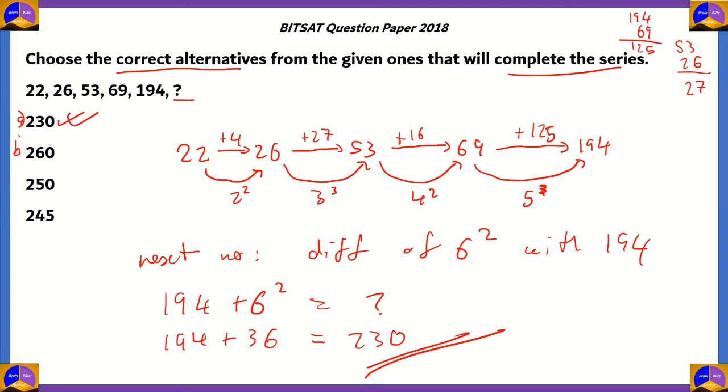I forgot to put in the options, so 230 is A, 260 is B, 250 is C, and 245 is D. Among the following options, it's clear that option A is the correct number that will complete the series.